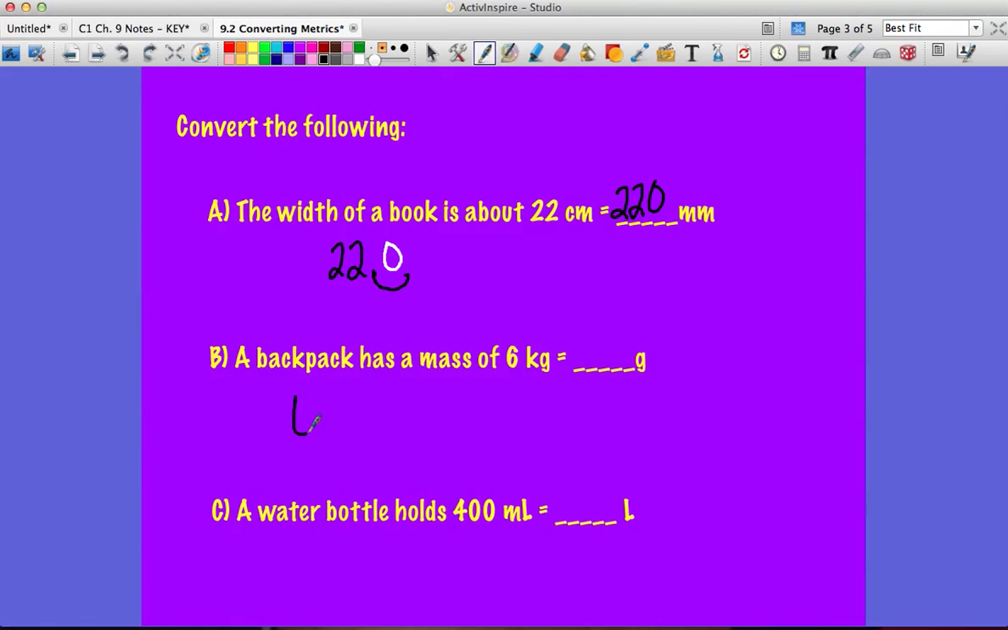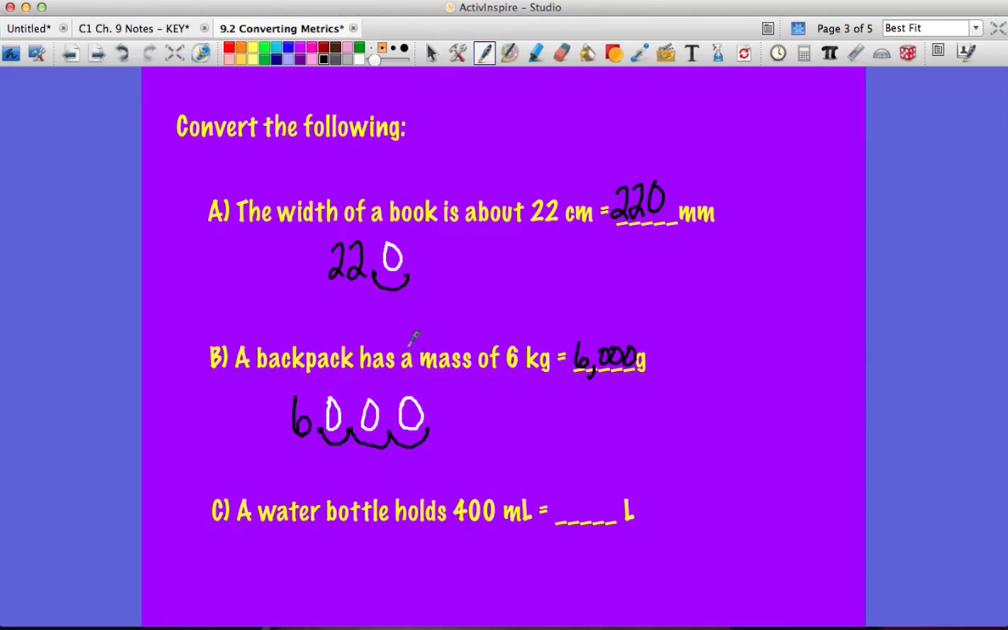So I write down 6, my decimal starts here, I move it 1 place to the right, so I have to add 1 zero. I move it 2 places to the right, so I have to add another zero. And I move it 3 places to the right because that's how many steps it was, so I have to add another zero. So I know that 6 kilograms is going to give me 6,000 grams.